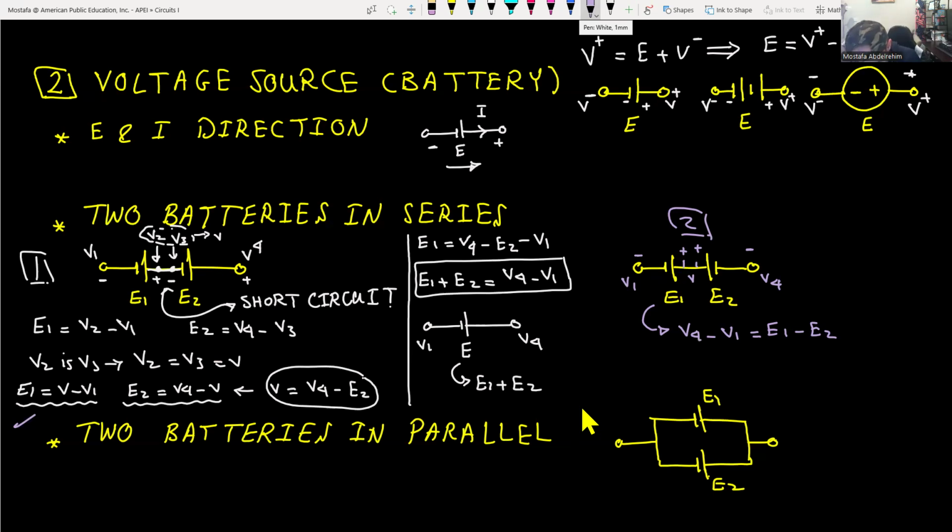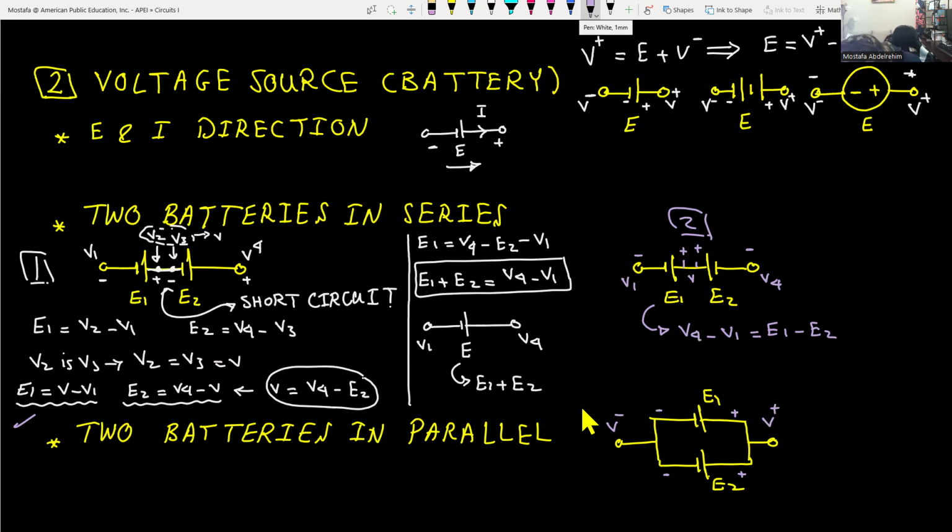Finally, what if you have two batteries parallel to each other? Oh man, you have to review our last video, where I talked about parallel and series. I said if you have a parallel combination of two resistances, for example, or any two elements in a circuit, they must have the same voltage. But look, my friend, let's call this V positive and this V negative. Why? Because E1 positive is here, E1 negative is here, E2 positive is here, E2 negative is here. So they have the same positive and same negative.